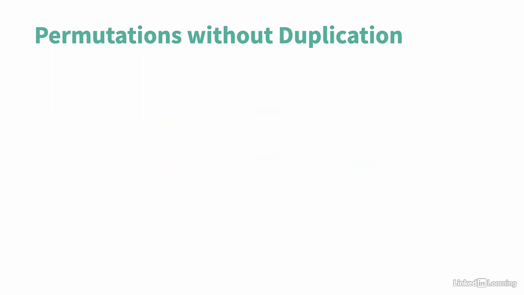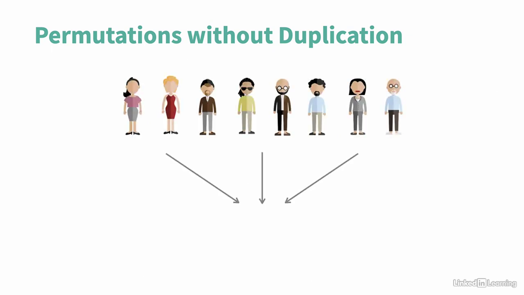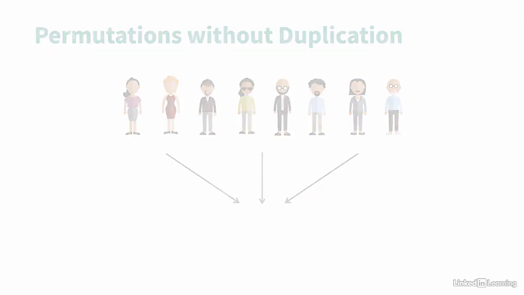One question you can ask about permutations without duplication is how many unique orders are possible when choosing 3 out of 8 people with no repeats. I'll switch over to Excel and show you how to set up this type of problem in your workbook.